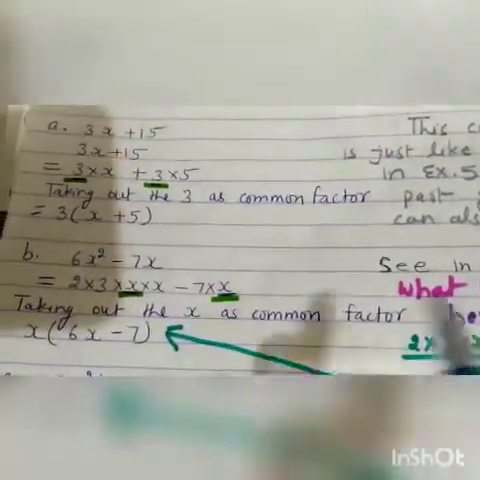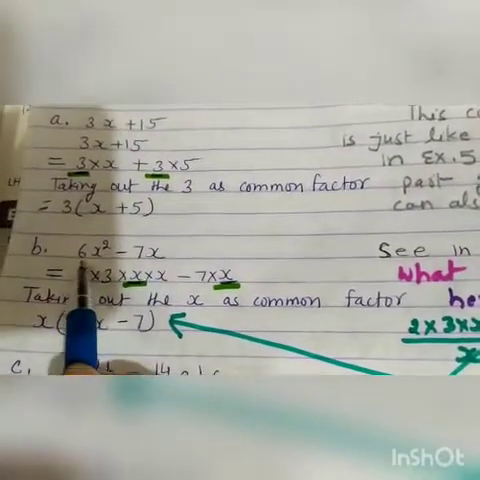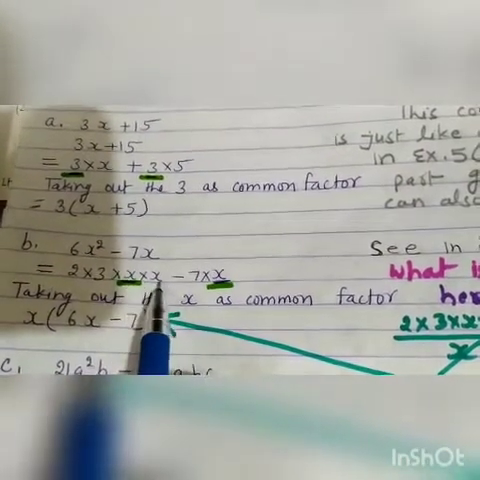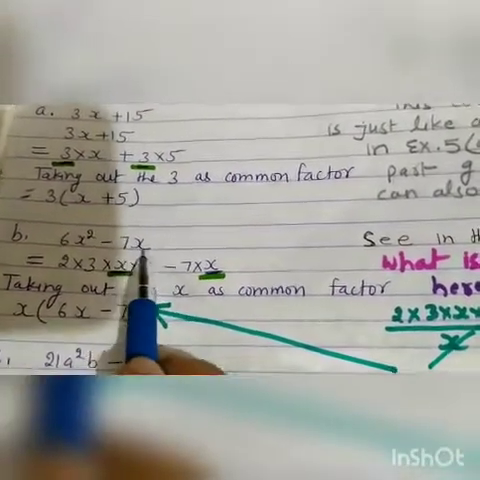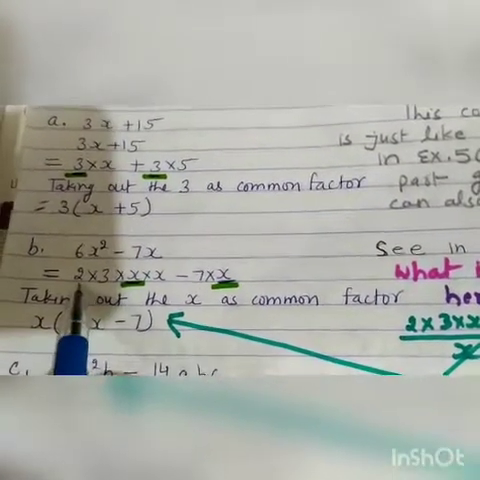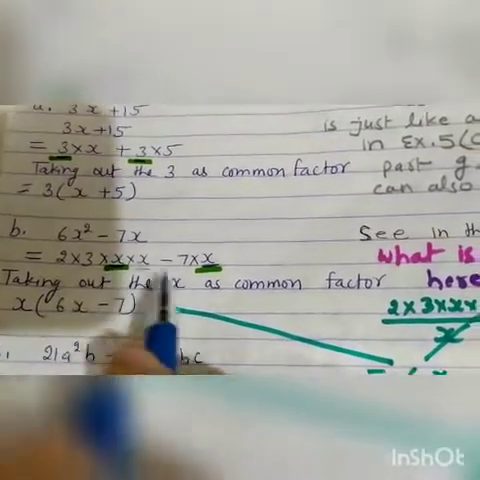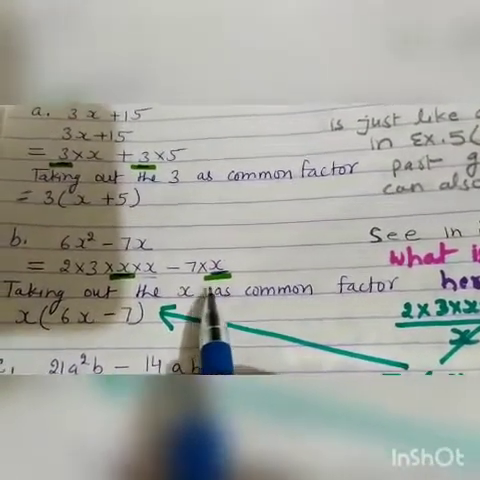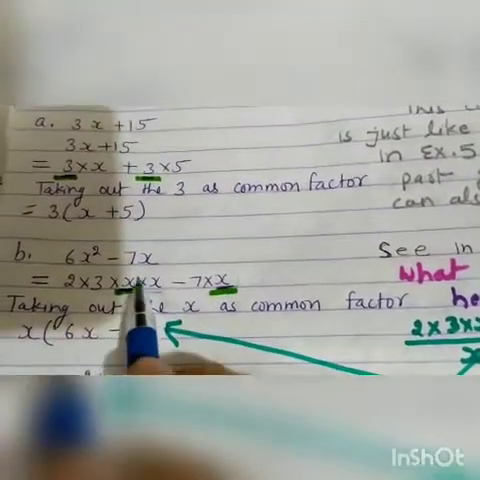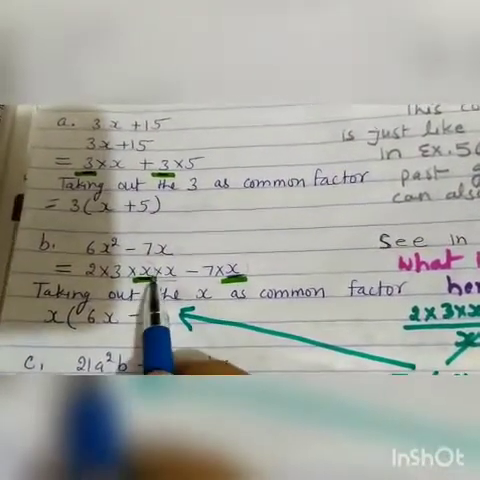Then B part, 6x square minus 7x. We can factorize 6 as 2 multiply 3, 2 3 is 6. X square can be written as x multiply x. Then this minus 7x can be written as 7 multiply x. So again these two terms, this is one term and this is another term. In these two terms, what is common, what is same? Only this x. I have underlined with green color what is common. This x is common in both the terms.